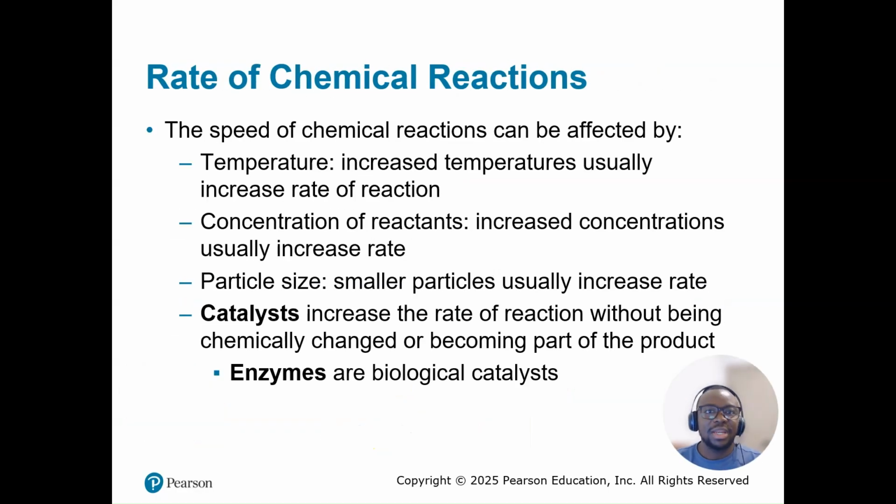What factors affect the rate of chemical reactions? The speed of chemical reactions can be affected by the following factors. One is temperature. Increased temperature usually increases the rate of chemical reactions. The next is concentration of reactants. Increased concentration of reactants usually increases the rate of chemical reactions. Particle size. Smaller particle sizes usually increase the rate of chemical reactions.